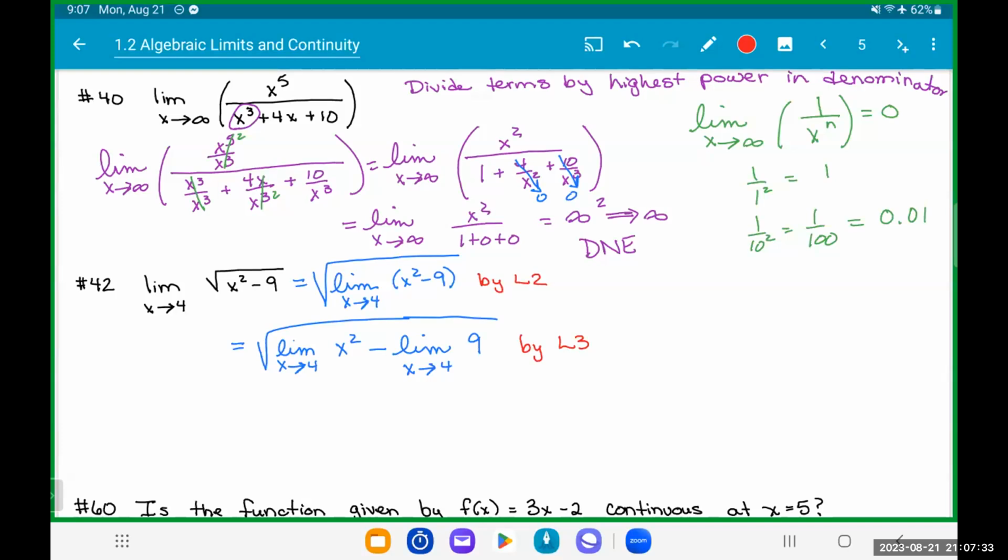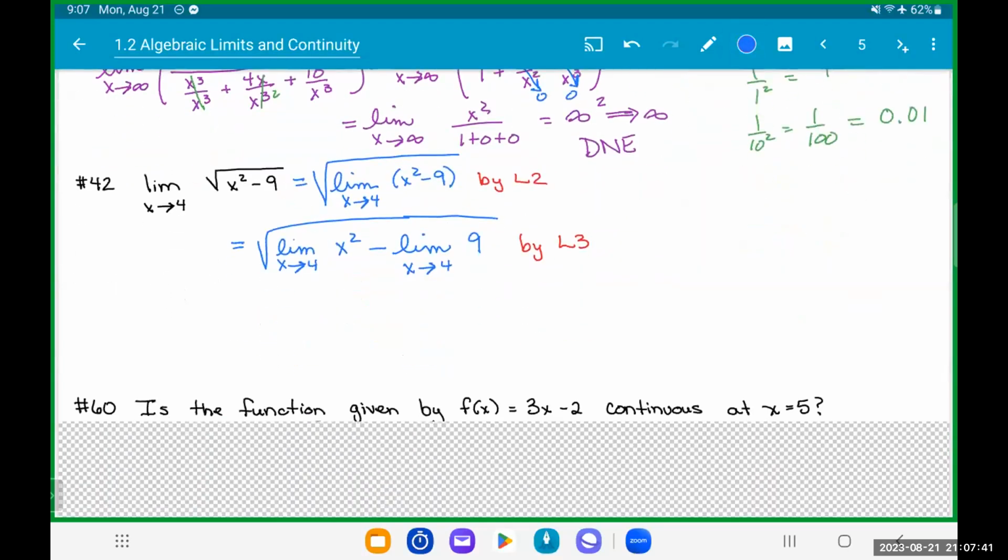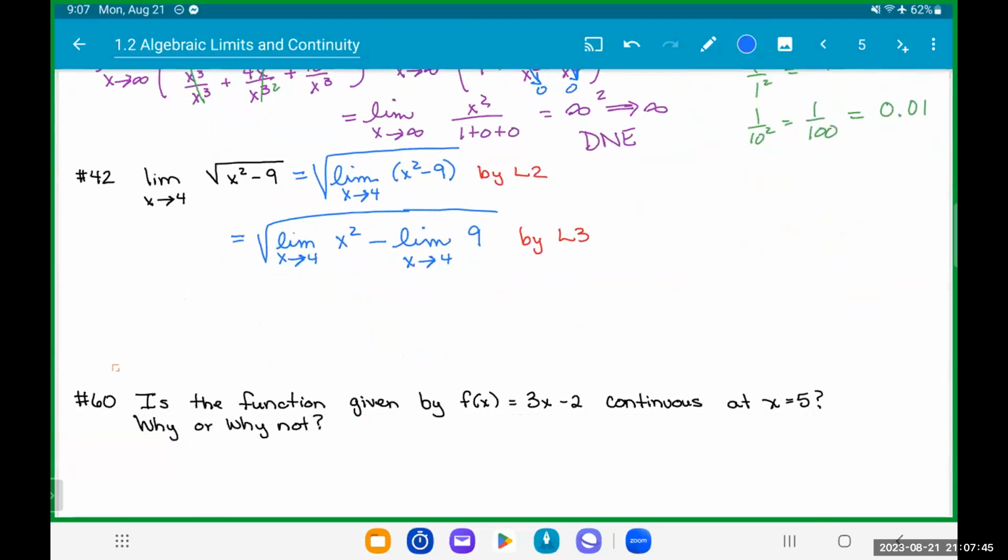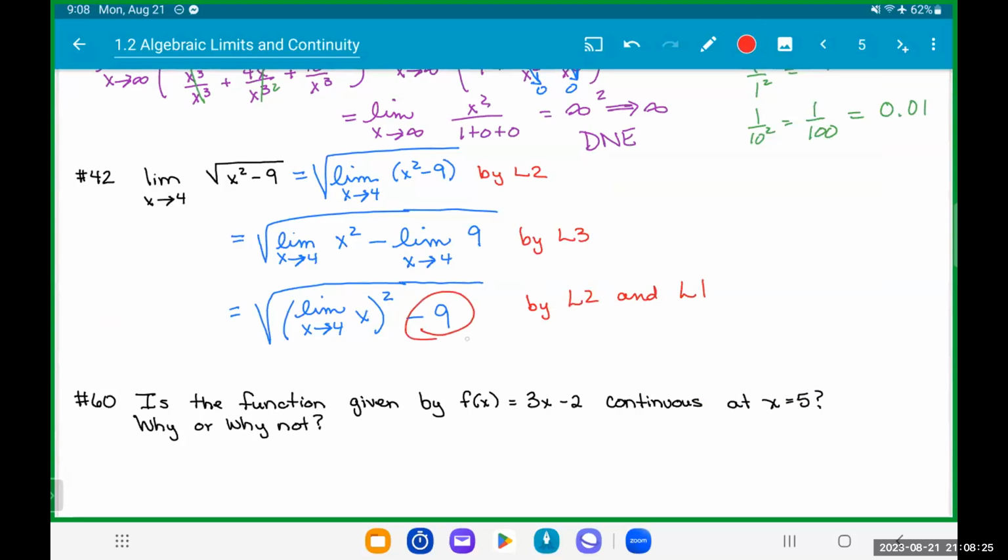Now what we can do is we're going to use a combination of L2 and L1. So for this piece of it, that is the limit as x approaches 4 of x, and we're bringing the squared on the outside. Minus 9, and that is because, remember, for the first term it's by L2, and the second one is by L1. So this is by the constant, and this is the one we've already looked at in the first step.